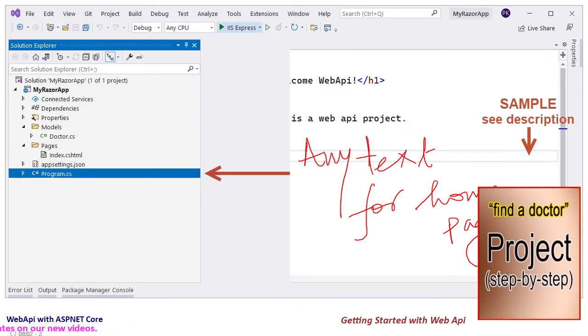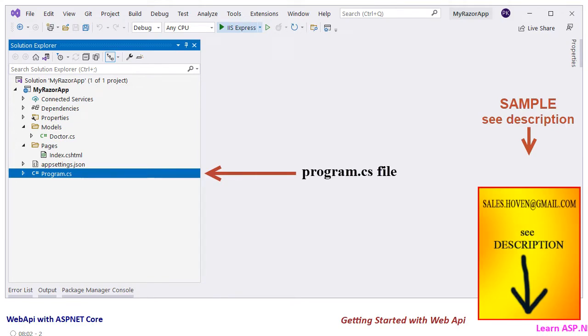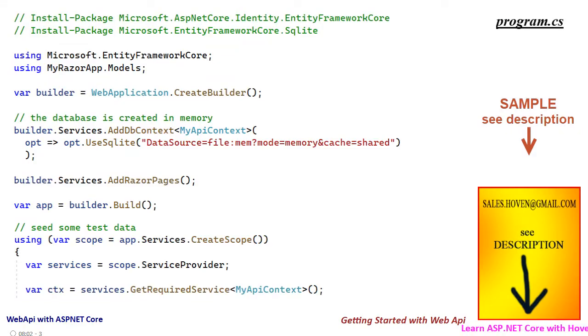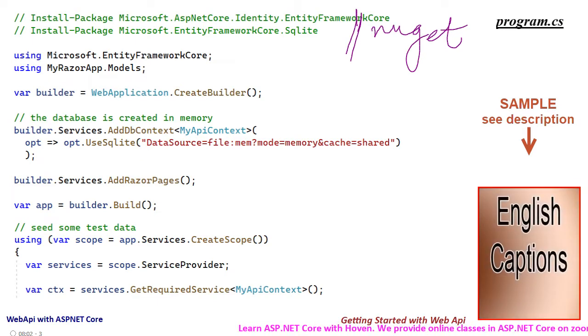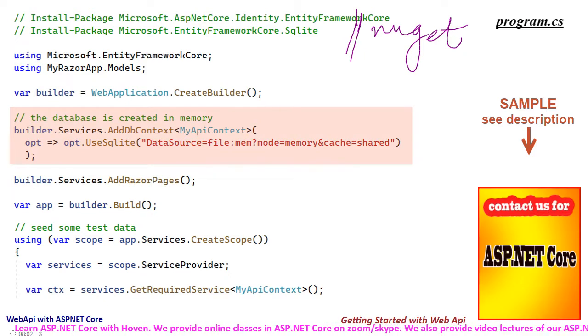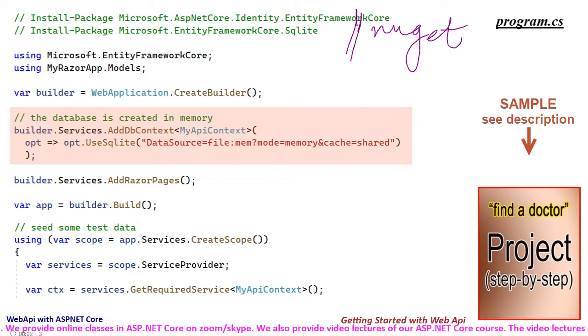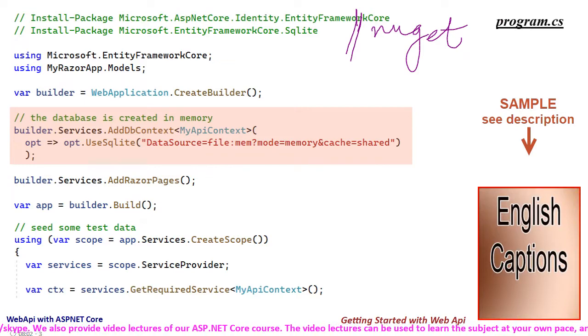Open the Solution Explorer again and locate the Program.cs file. Double-click and open this file. First, we have listed two NuGet packages that must be installed. One is for the Entity Framework Core and the other is for the SQLite database. Then we have configured the service for the SQLite database. Notice that the connection string is used for using it as an in-memory database. This is nice for testing purposes.